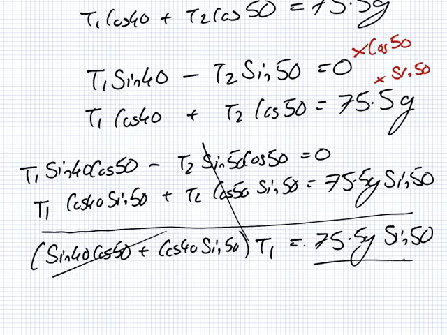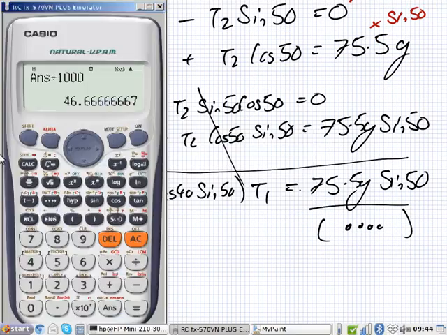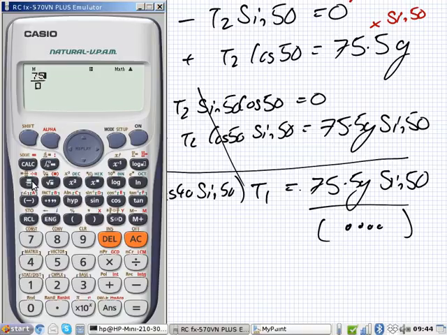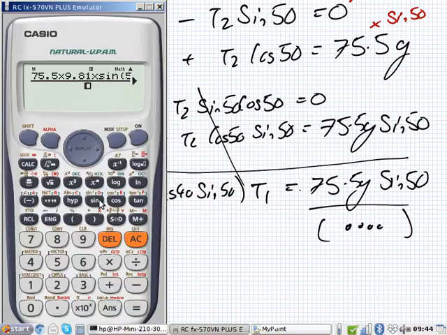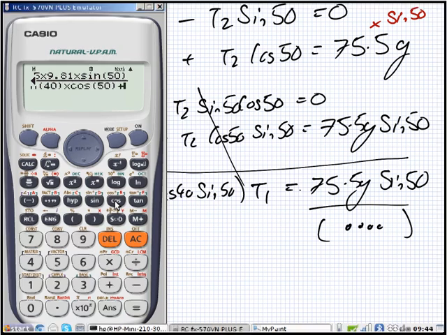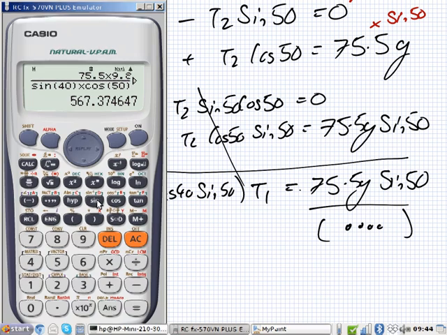So then dividing, I get my answer. T1 equals 75.5 times 9.81 times sine 50, over sine 40 cos 50 plus cos 40 sine 50. That gives 567.37 newtons.